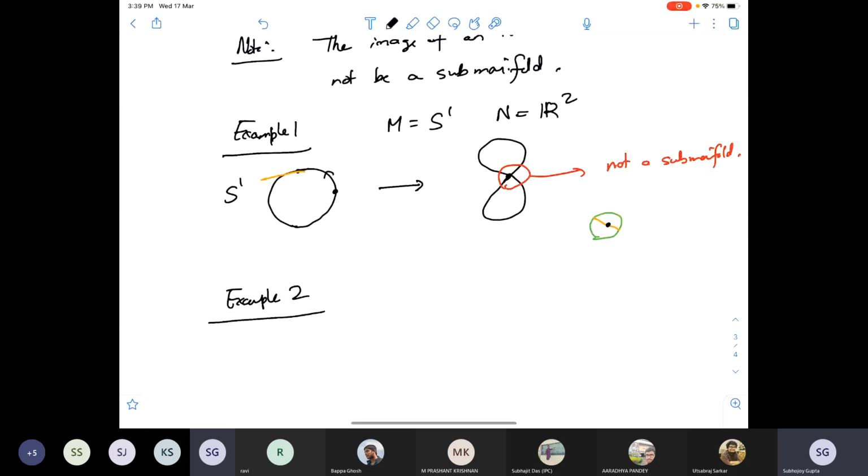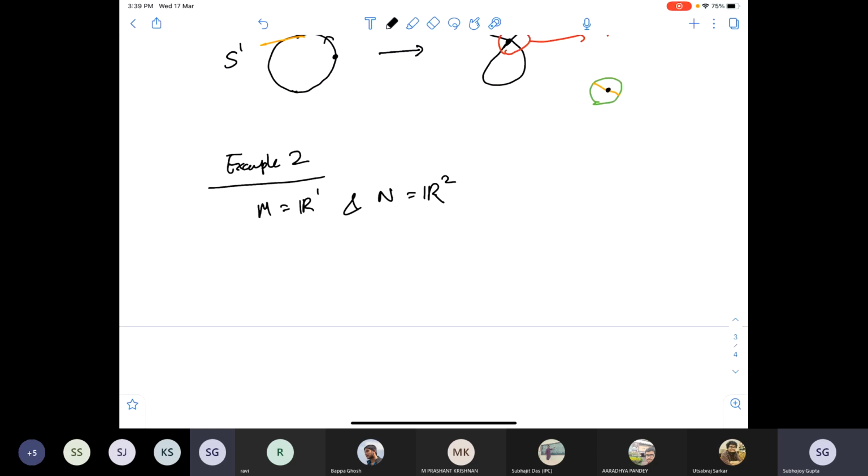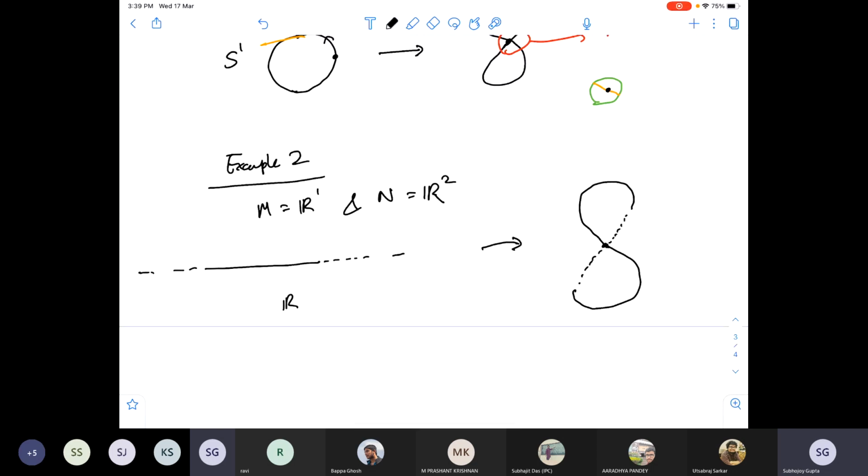So example 2, this time your M is R1, still a simple kind of thing, and N is R2. What you can do is map the real line, which goes on in both ends, so that again the image is going to be a figure 8. So it's mapping like this, and these dotted ends are going towards that central dot here. Maybe the central dot is the image of 0, and on one end of it, let's say on the left-hand side, you start with 0 and then you go on the right a little bit.